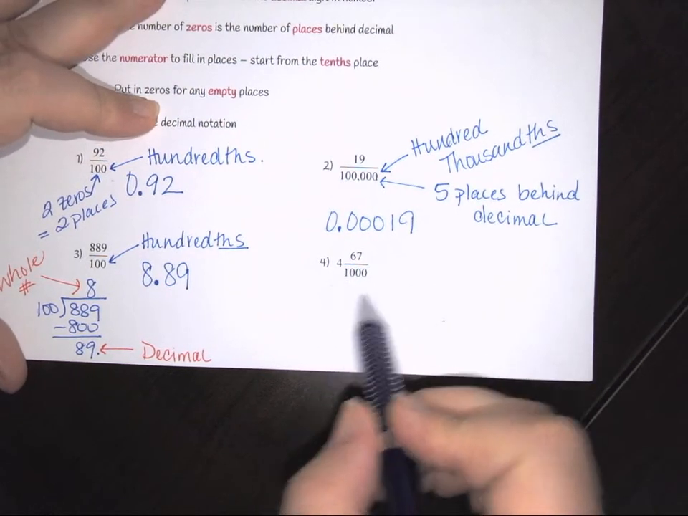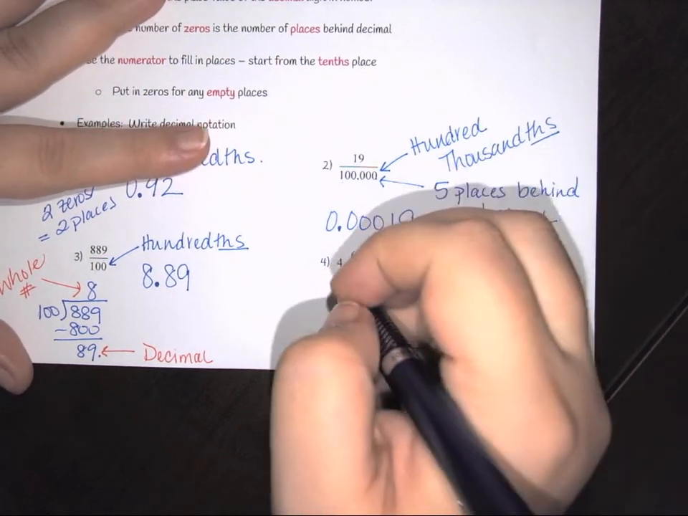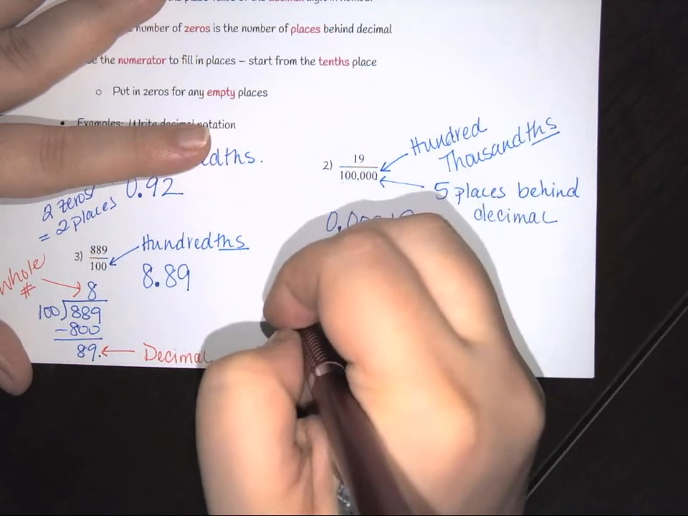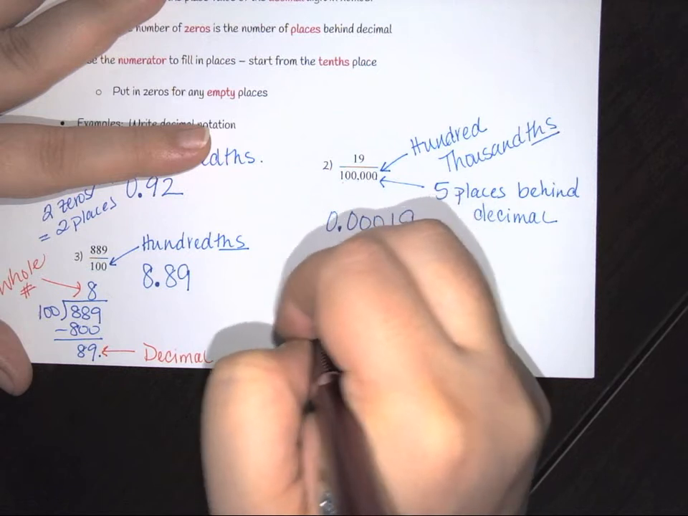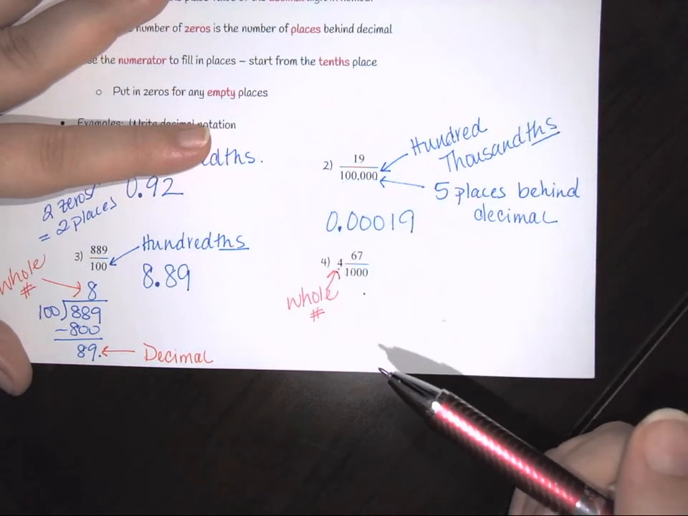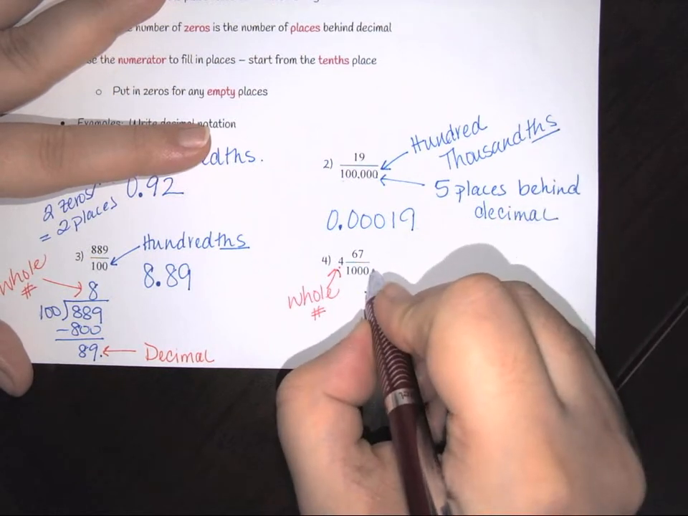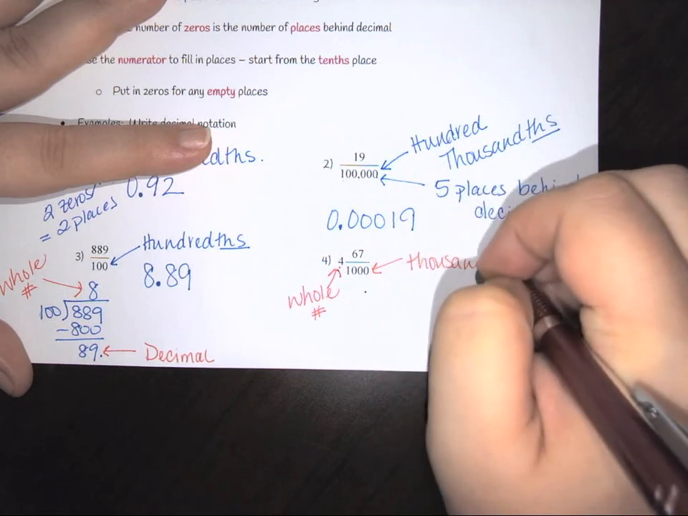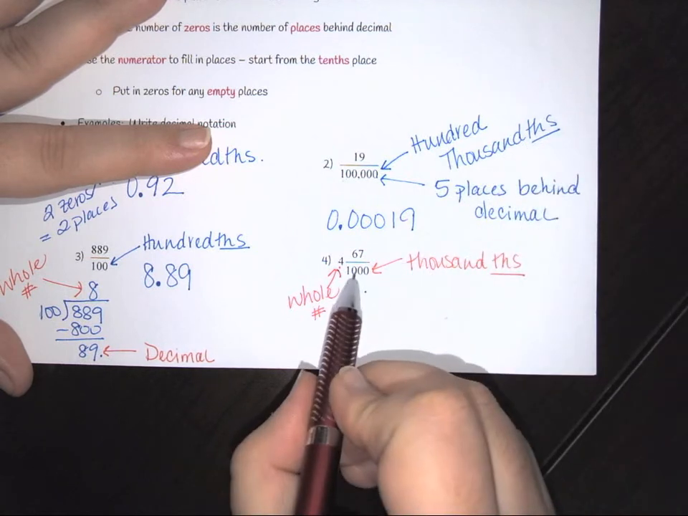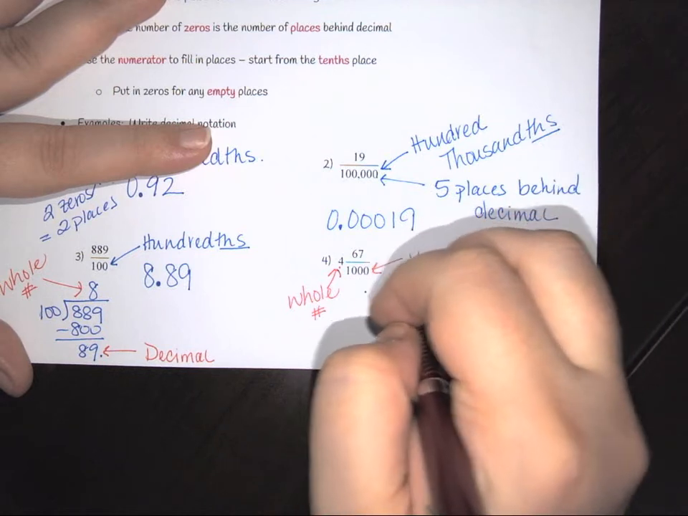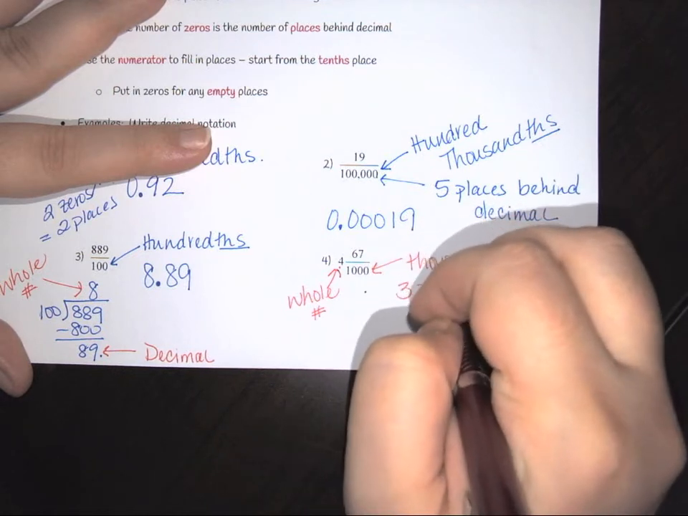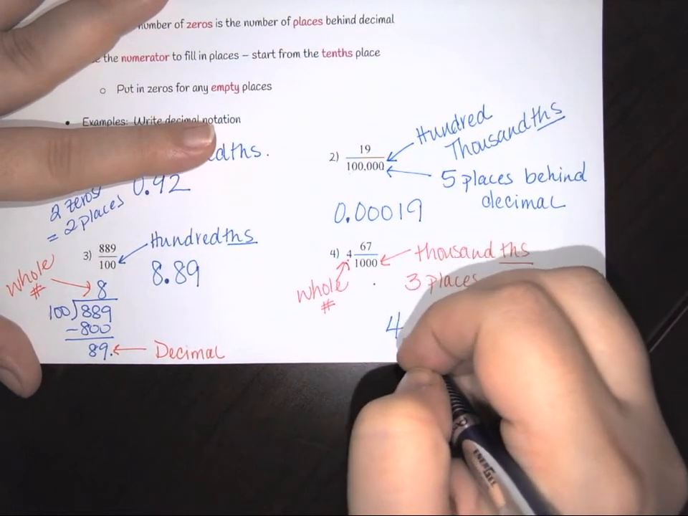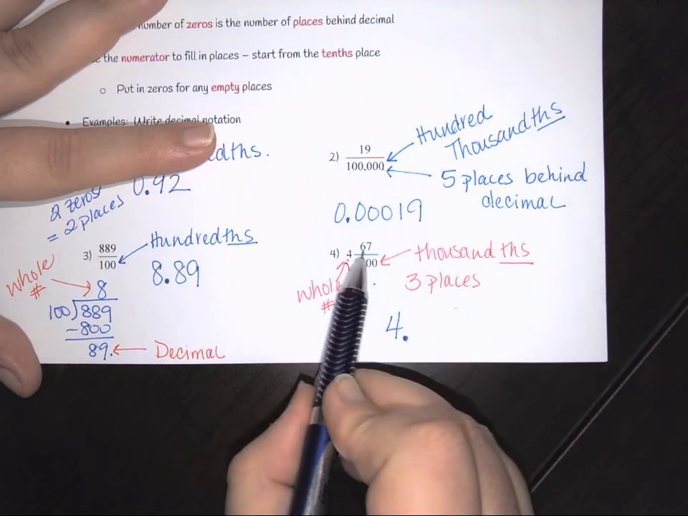Now the last thing that I have is I actually have a mixed number here. So again, when we look at it, this front part, this right here, is going to be my whole number. And notice it's just in the 1 spot. And then again, when we look at this bottom, this tells us that we are in the thousandths. And then we have 3 zeros, so this means that we have 3 places. So here, this is going to start out as being 4 dot, and then I have this 67.